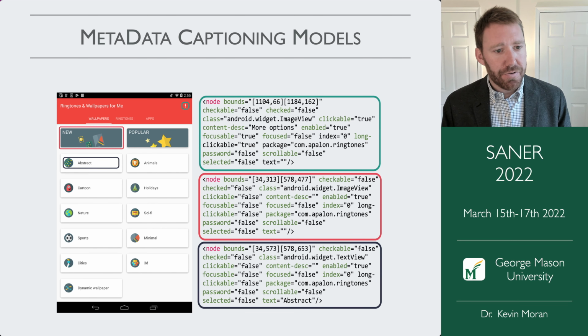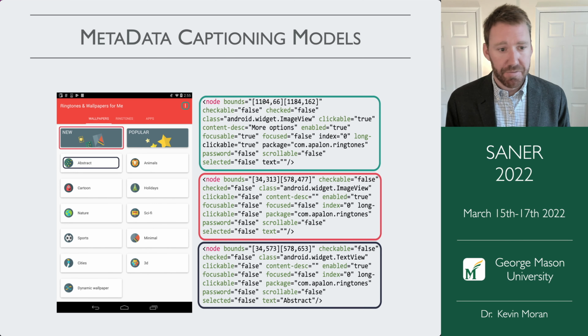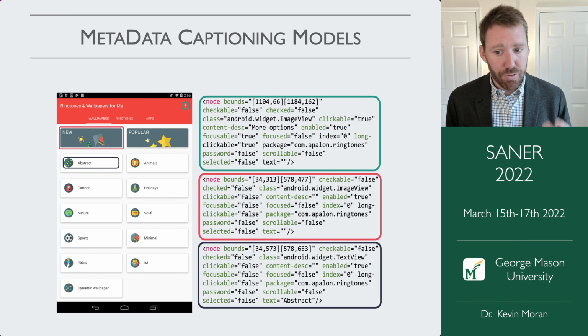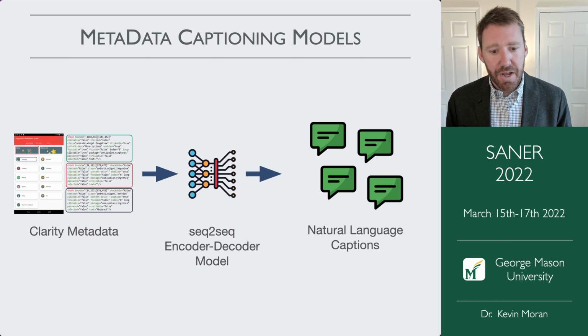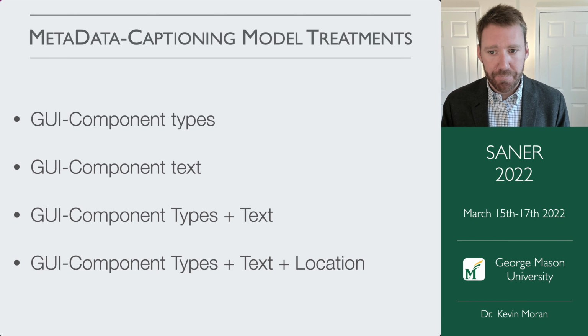So in order to train a model to predict natural language captions based on this information, to see if we really need the visual pixel-based information, or can we use this metadata information? We essentially take this metadata, we feed it through a seq2seq encoder-decoder model, and then from here we predict the natural language captions.